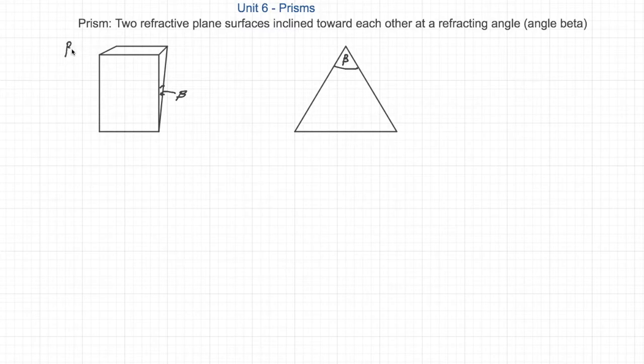Now, the thickest part of the prism is called the base, and the base does not have to be at the bottom. You can put your base wherever you please, any direction. It's always the thickest part of the prism, though, and the apex is the thinnest part of the prism. In our edgewise prism, the apex is on the top and the base is on the bottom.